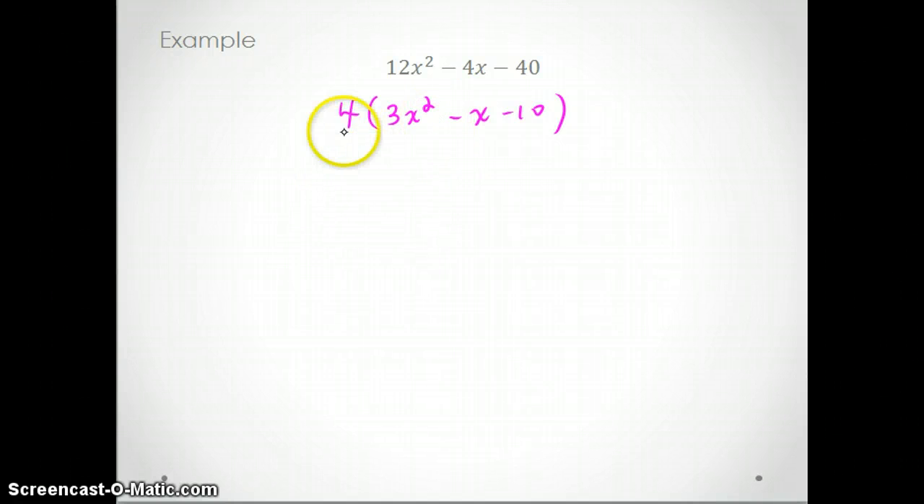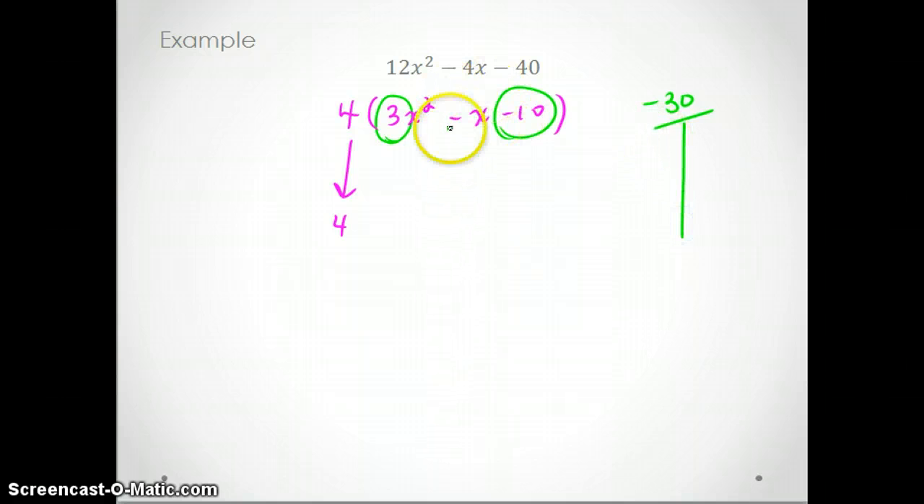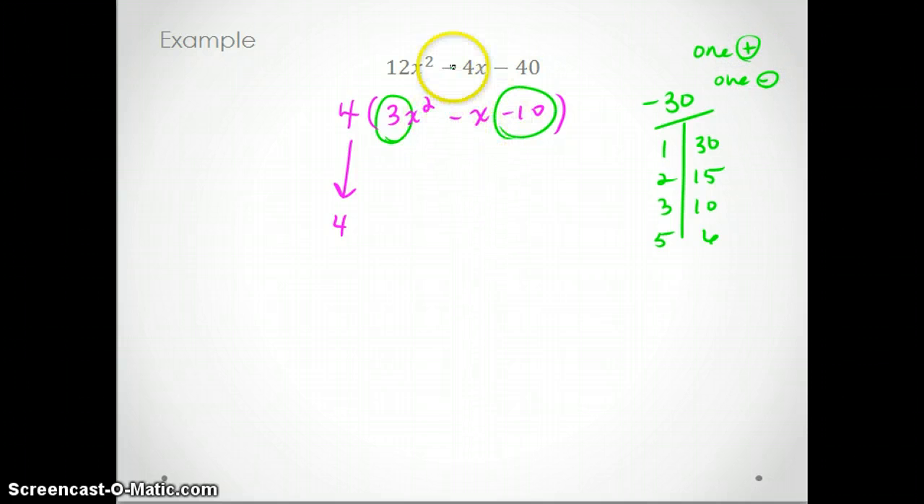So we want to bring down our 4 because we know that's going to continue to be a factor in the next step. Okay, and then we want to look at, if we multiply 3 and 10, that gives us negative 30. And we want to find factors of negative 30 that add up to negative 1. Okay, so if we list our factors of 30, that is 1 and 30, 2 and 15, 3 and 10, and 5 and 6. Now, this is a negative 30, so we're going to have one positive and one negative.